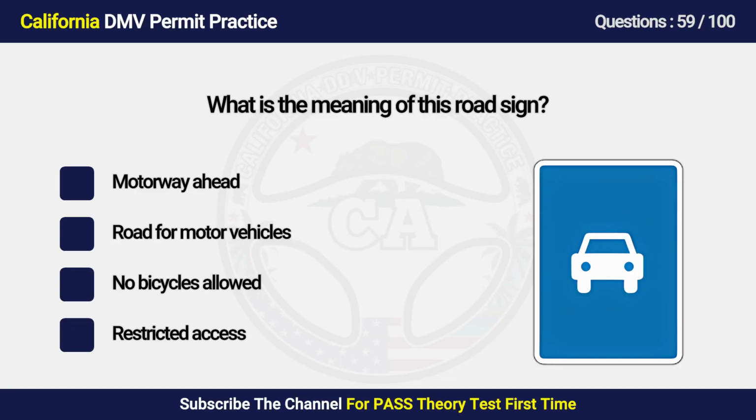A. Motorway ahead. B. Road for motor vehicles. C. No bicycles allowed. D. Restricted access.